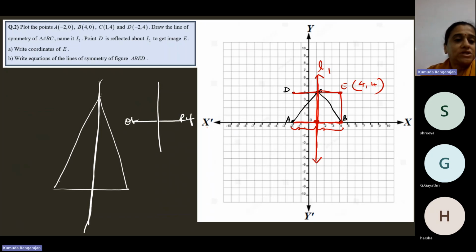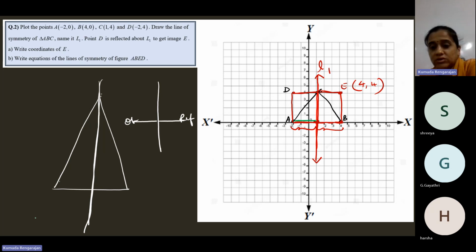Write the equations of the lines of symmetry of figure ABED. First we need to identify the figure ABED. This one. Is it a rectangle or a square? We need to count.